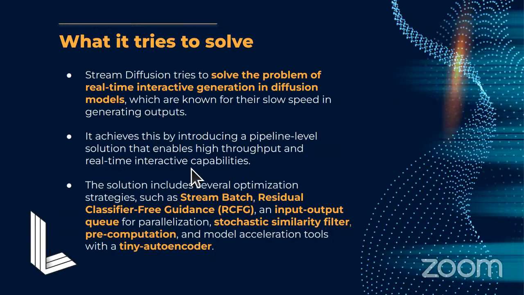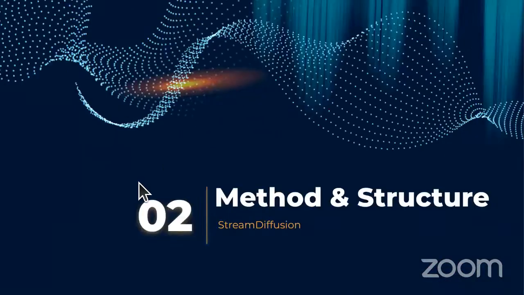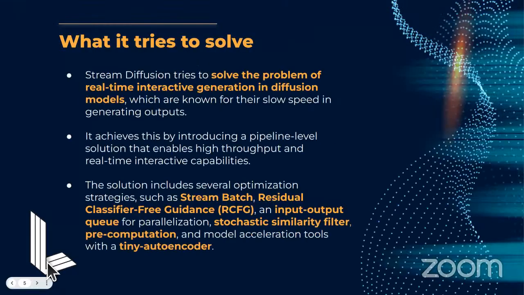So StreamDiffusion tries to solve the problem of real-time interactive generation in diffusion models, which diffusion models fail to achieve. With diffusion models, you have to enter your prompt, then give it to the model, then it will work on it for some seconds or some minutes, depending on the capability or the resources that the system has, before it gives you the output, which we are trying to eliminate. As we know, Stable Diffusion models are known for their slow speed in generating output. It takes quite some time before they generate their output.